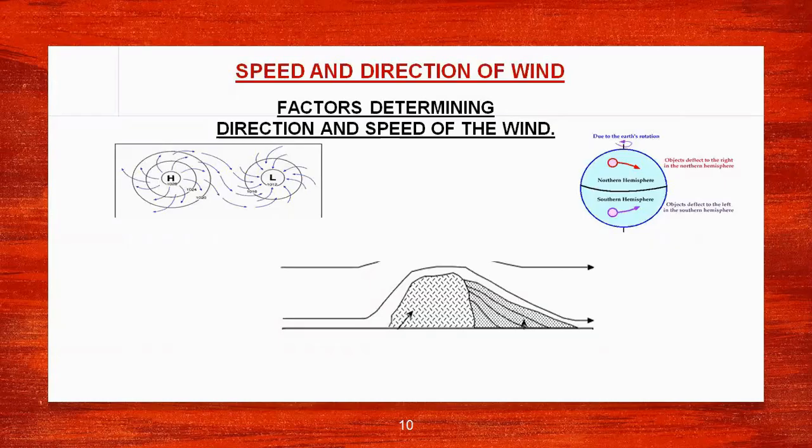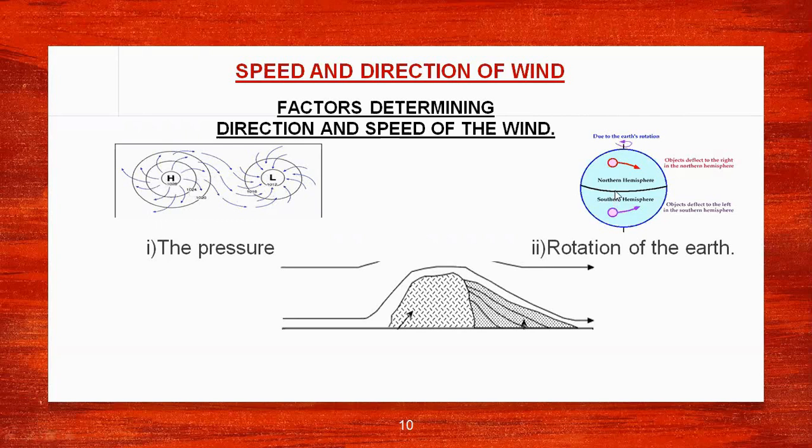Speed and direction of the wind. There are several factors which determine the direction and speed of the wind. Firstly, the pressure. As you know, air moves from high pressure to low pressure, that is, from the high pressure region towards the low pressure region. That determines the direction of the flow of the wind.